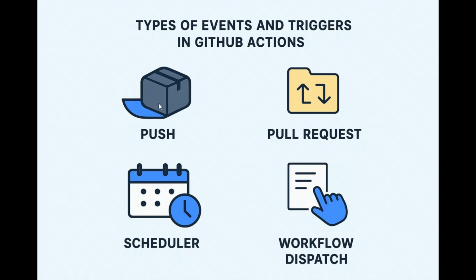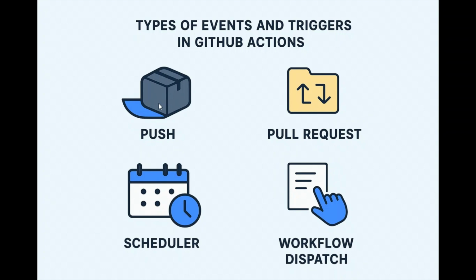So now that we know what event triggers are, let's look at some real world scenarios where you will actually use them in your projects. To start, we have CI pipelines to run tests on every push. Whenever a developer pushes code, we can trigger automated builds and tests. This ensures our main branch always stays healthy.